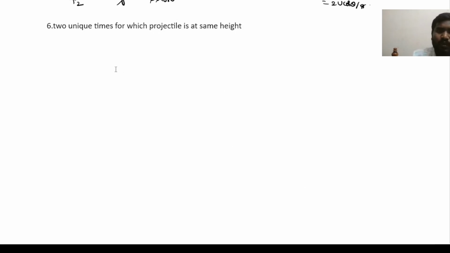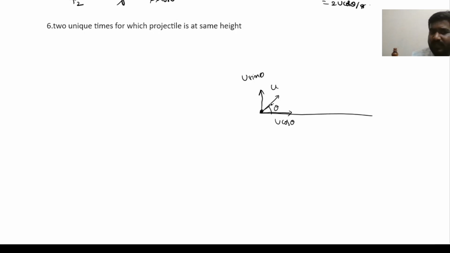Complex concept: two unit times for which the projectile is at the same height. Take the horizontal. One projectile is projected with velocity u, and it makes an angle theta with the horizontal. Now resolve this velocity along these directions: u cos theta and u sin theta.